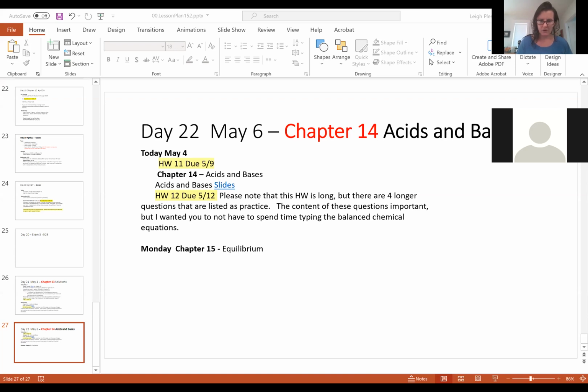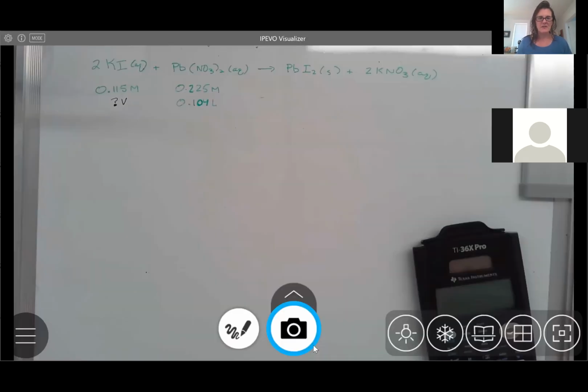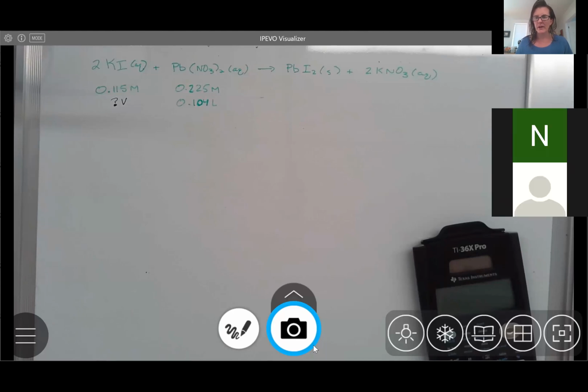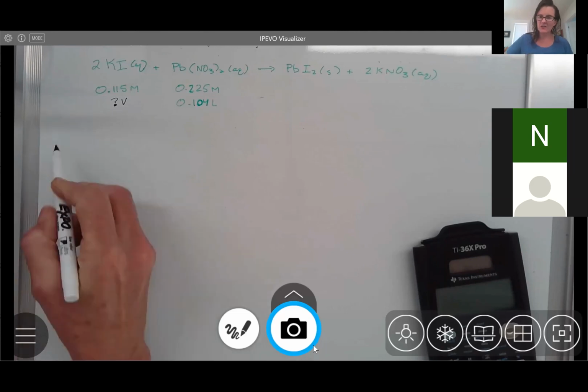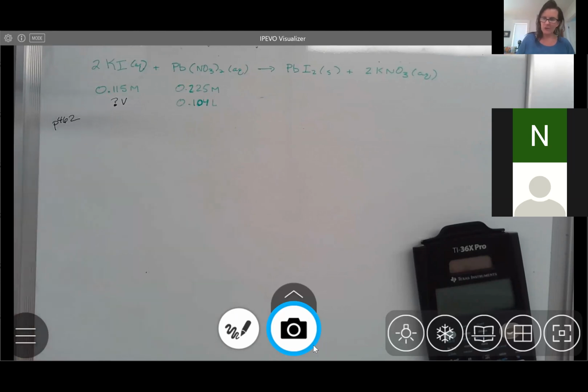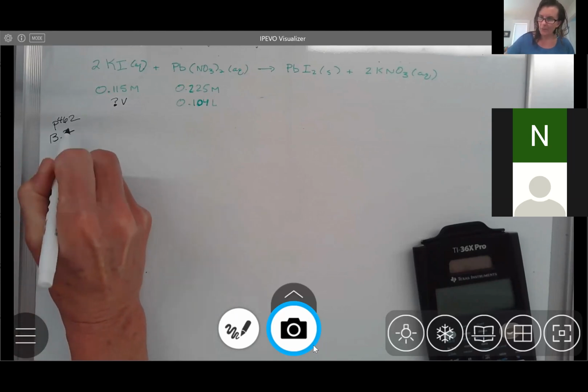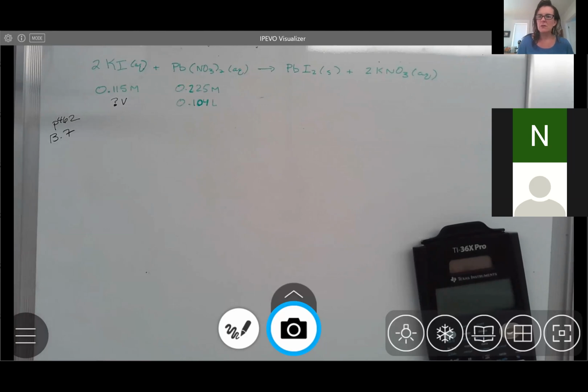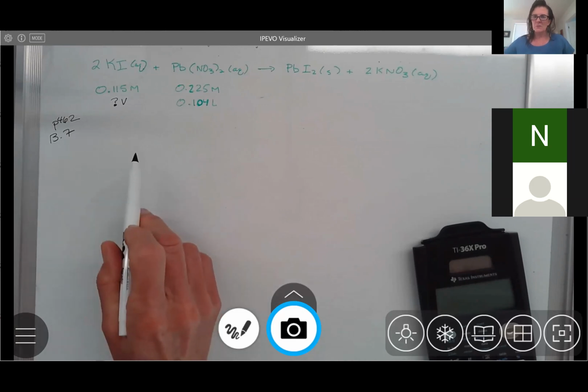Okay, I'm going to try to change my share. So you guys see my camera now? Yeah. Okay, all right, so this is on page 462 of the book, and it's example 13.7. And I'm going to continue to let people into the meeting while I do this.